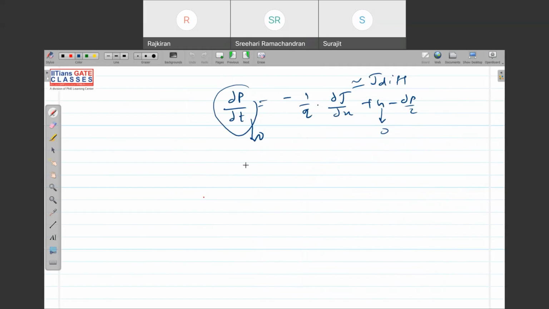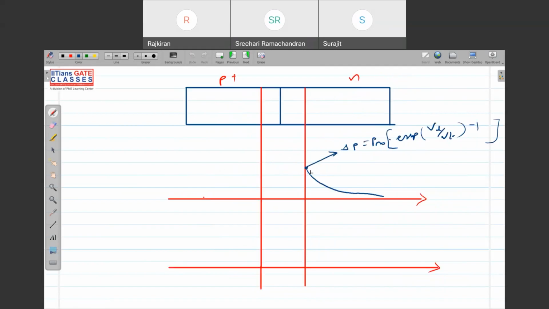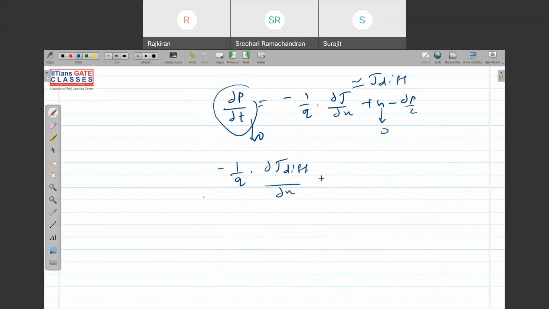So if you put all this, right? If you see minus 1 by q dJ by dx, the J is nothing but diffusion only. I am assuming because of diffusion only. It should be actually diffusion plus drift. But what I am assuming, the holes are moving only because of diffusion, because there is a concentration gradient. So this equals minus del P by tau. So what is diffusion? You know, minus 1 by q dJ by dx. What is diffusion? We know q dp by dx.